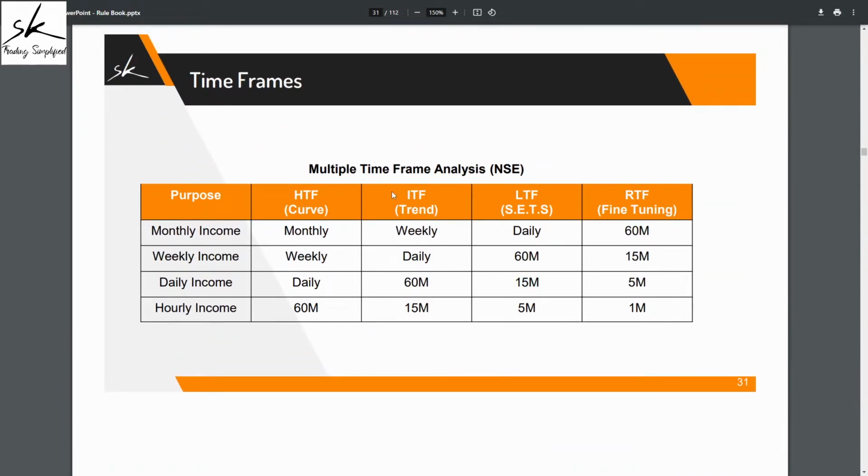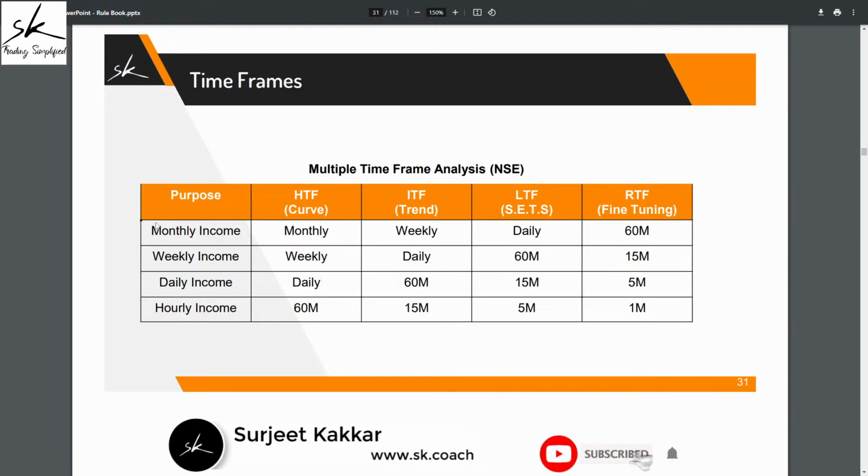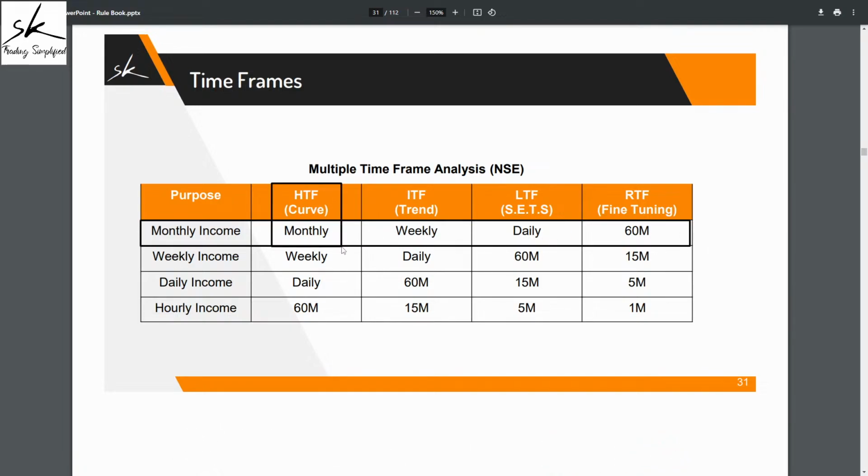Now, since I opted, I want to plan monthly income trades. So from this table, I got to know my time frames as a monthly income trader will be monthly, weekly, daily, and 60. Monthly will be the higher time frame, which is used for curve analysis. Weekly will be the intermediate, used for trend analysis. Daily will be the lower time frame. That is where we get our SCTS from. SCTS stands for stop loss, entry, target, and size.